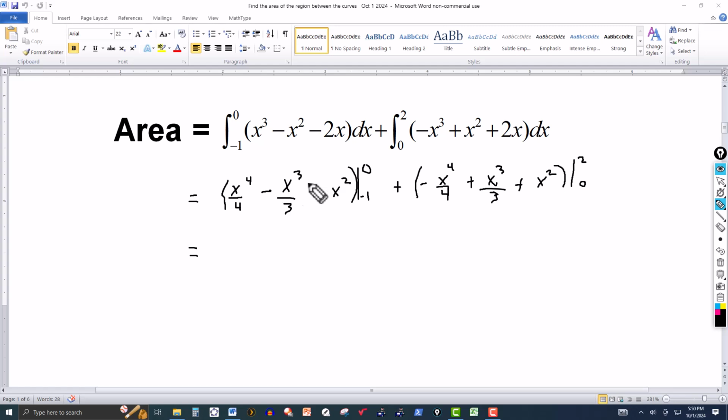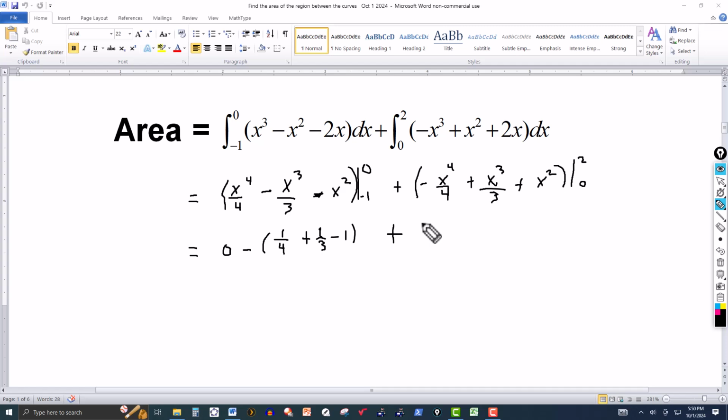Then it's just a calculation then. So then we evaluate this expression at 0. So 0, 0, 0. So that'll be 0. And then we subtract the value at the lower limit. So -1 there will give you a 1/4. -1 to the 4th will be 1. Minus 1 here will be a plus, because of the negative here, 1/3. And minus 1 there, that'll give me a minus 1 squared, and then it's a minus. There's a minus here. And then it's plus.